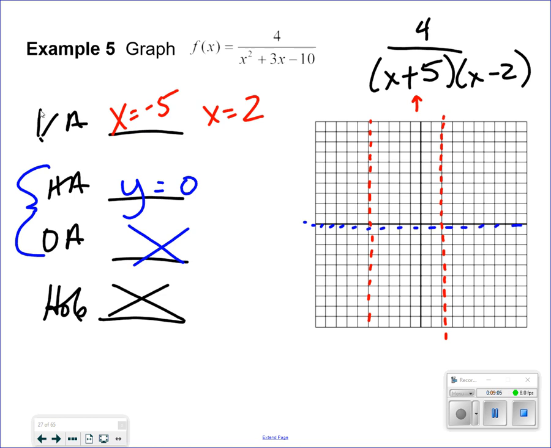Next, you got to decide where to actually graph this. Here's what I will tell you. When graphing, take your vertical asymptote and do a number on either side of your vertical.